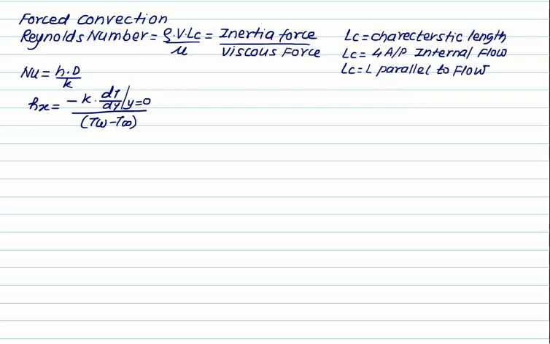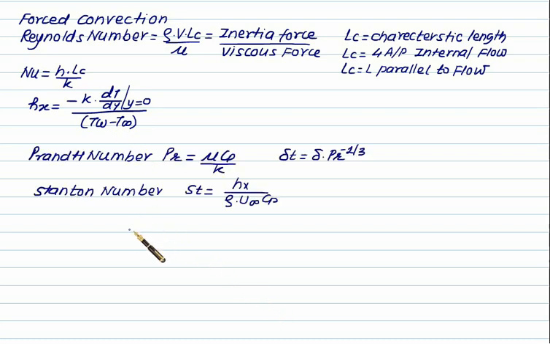The heat transfer coefficient is obtained by using the Nusselt number, which is given by h into characteristic length, which is given by the same definition, divided by k. And the local heat transfer coefficient we can calculate as minus k into dT by dy at y equal to 0 divided by wall temperature minus T infinity.